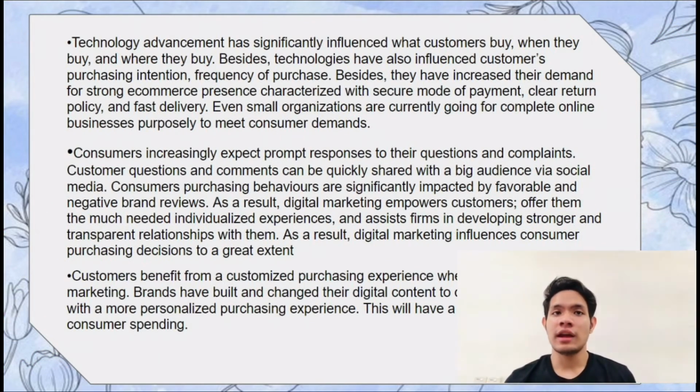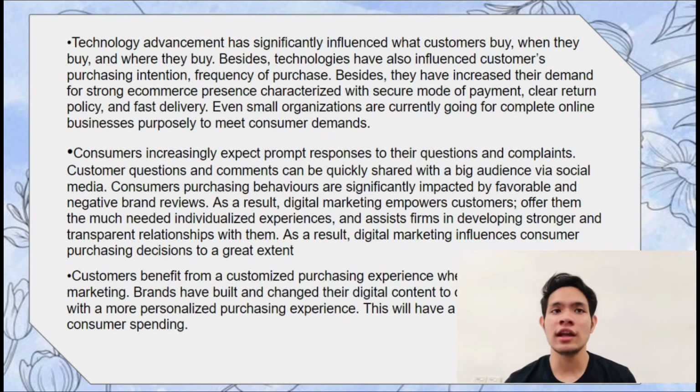Technology advancement has significantly influenced what customers buy, when they buy, and where they buy. Besides, technologies have also influenced customer purchasing intention and frequency of purchase. Customers have also increased their demand for a strong e-commerce presence characterized by secure modes of payment, clear return policy, and fast delivery. Even small organizations are currently going for complete online business purposely to meet consumer demands.